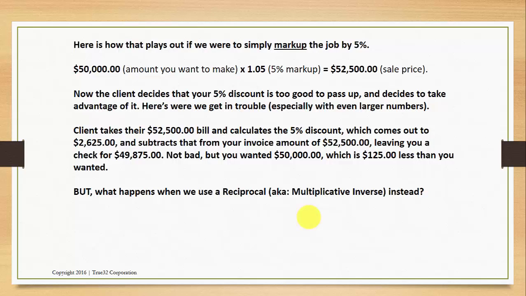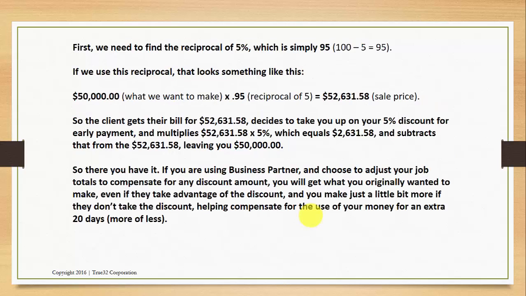But what happens when we use a reciprocal, aka a multiplicative inverse, instead? First, we need to find the reciprocal of 5%, which is simply 95%. 100 minus 5 equals 95. If we use this reciprocal, that looks something like this. $50,000, which is what we want to make, times 0.95, which is the reciprocal of 5%, equals $52,631.58, which is our new increased sale price to accommodate for the discount.